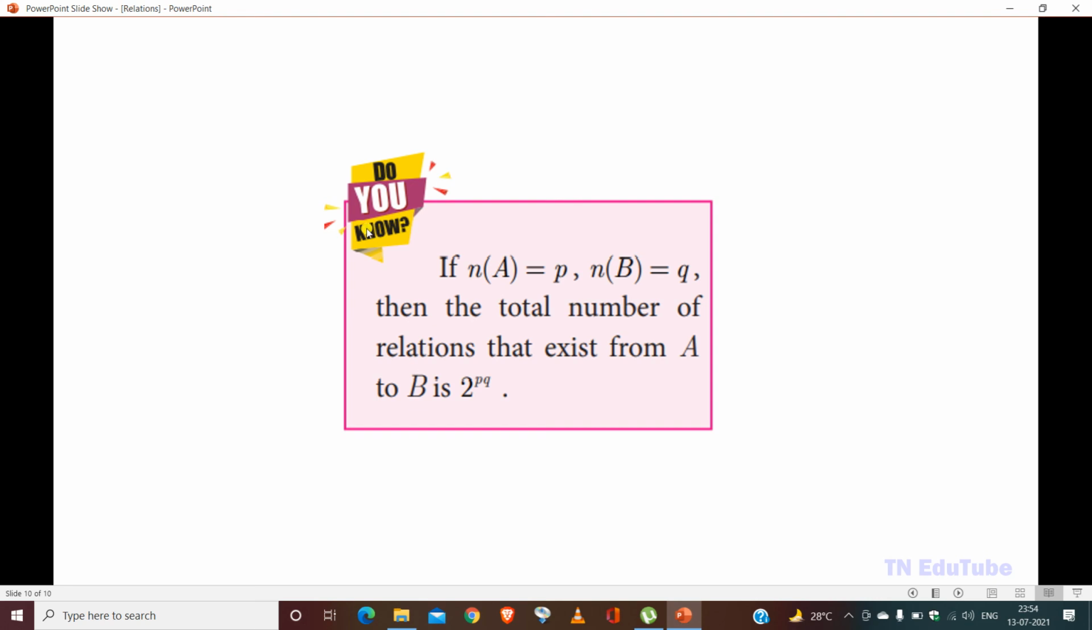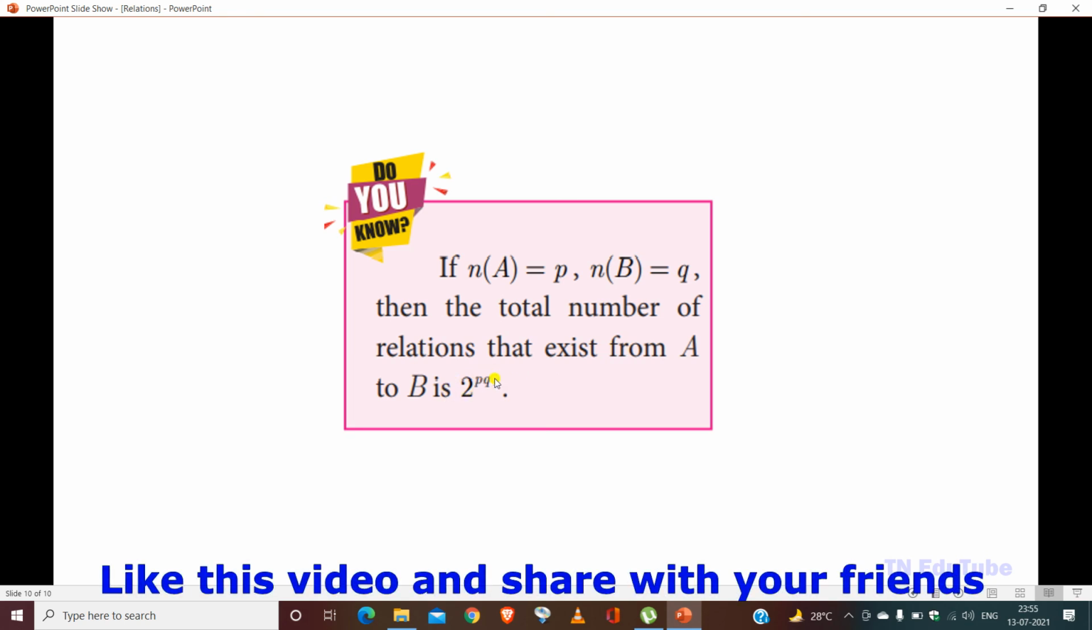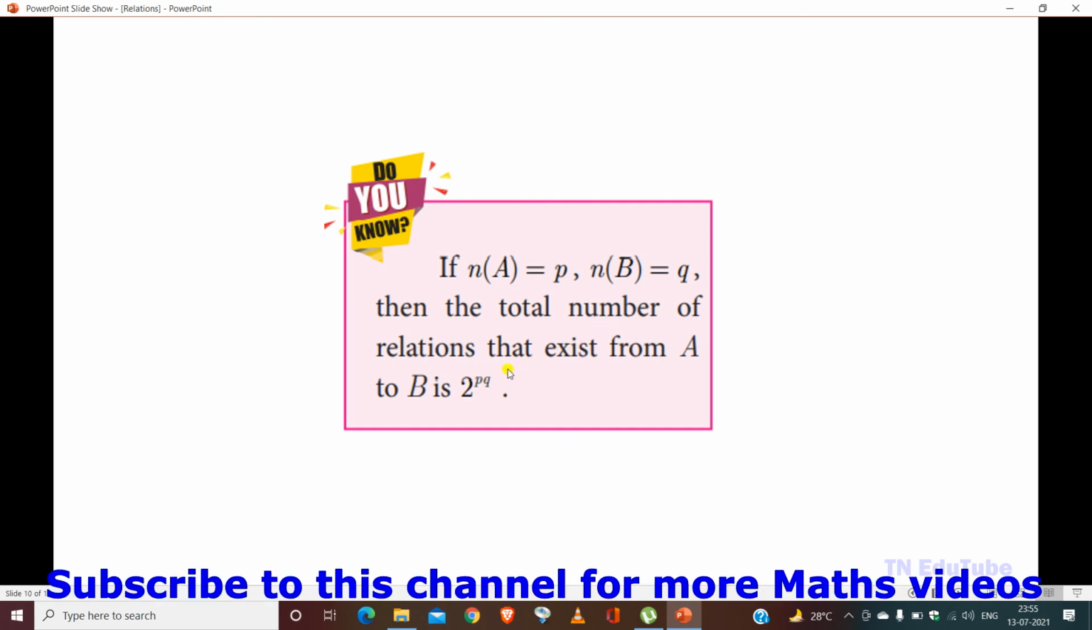One more concept is there. You can study this as a formula. n of A contains p elements. n of B contains q elements. Then the total number of relations from A to B is 2 power pq. A contains p elements, B contains q elements. Total number of relations from A to B is 2 power pq. You just look, just like a formula, you have to study this one. Okay.